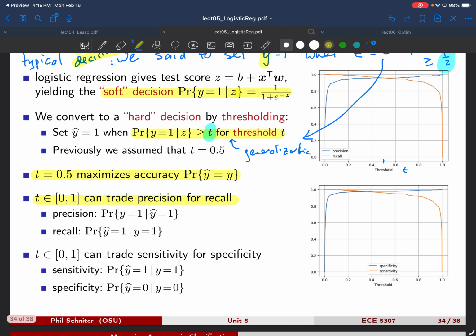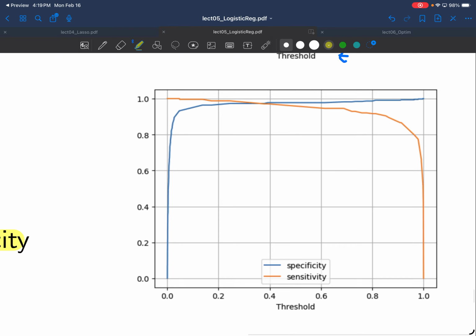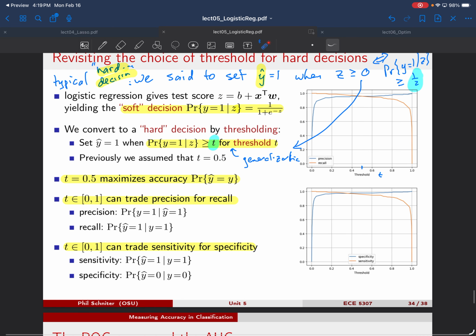Similarly, if you choose T different than 0.5, you can trade specificity and sensitivity: larger T, more specificity, but less sensitivity. So here too, you can kind of balance those objectives by choosing a different T.